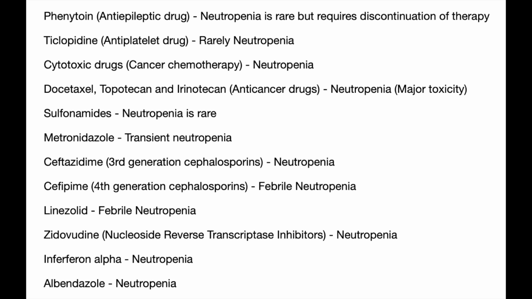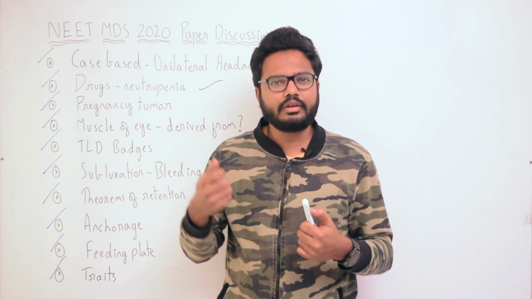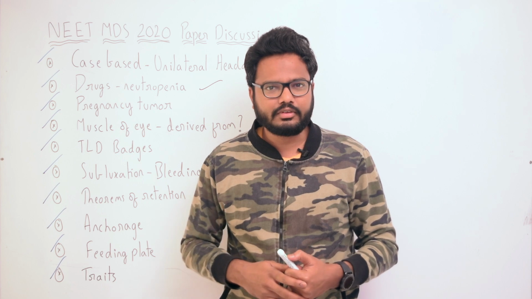Various cytotoxic anti-cancer drugs also cause neutropenia, for example docetaxel, topotecan, irinotecan, etc. Sulfonamides cause neutropenia, which is rare. Metronidazole causes transient neutropenia. Third and fourth generation cephalosporins, as mentioned, also cause neutropenia. Linezolid also causes febrile neutropenia. Zidovudine also causes neutropenia; it's a nucleoside reverse transcriptase inhibitor, as you know. Interferon alpha also causes neutropenia. Albendazole also causes neutropenia. So these are some of the drugs which have the potential to cause neutropenia as an adverse effect, right?